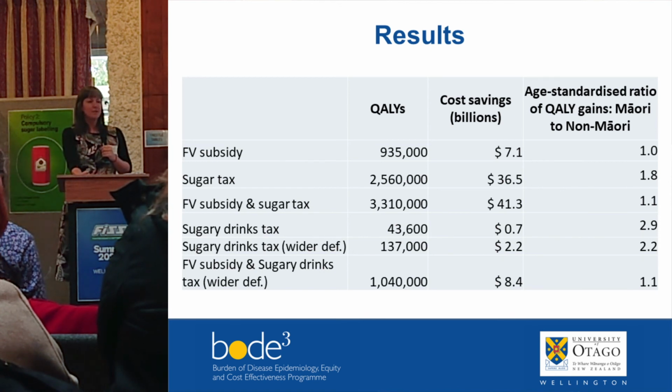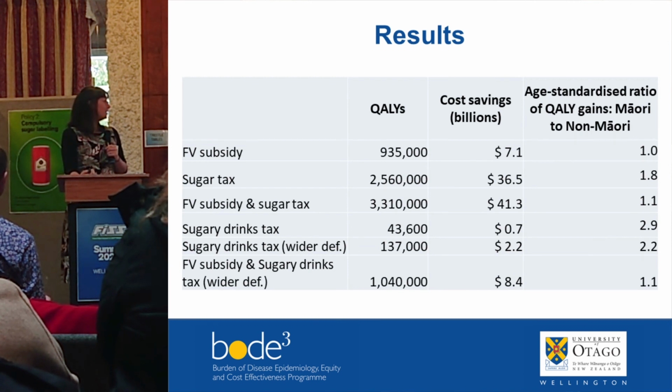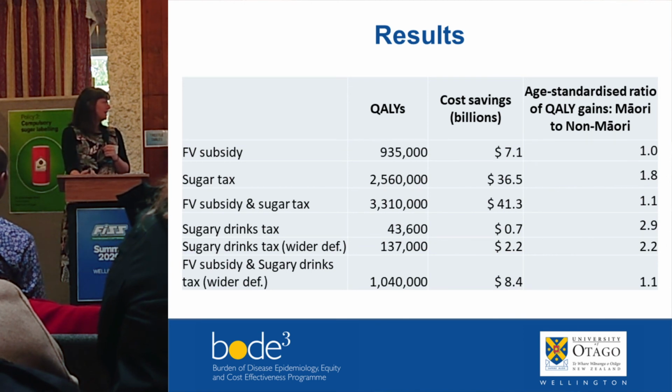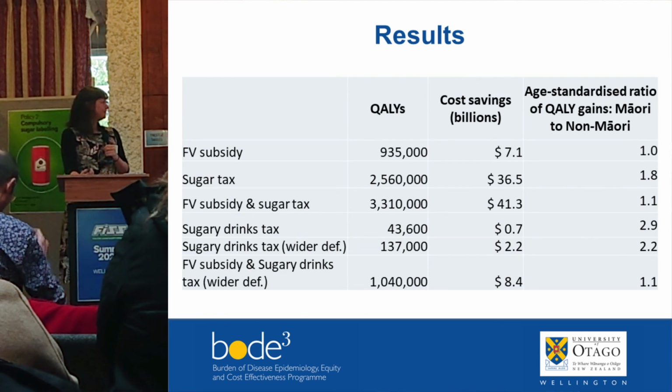If politicians wanted to make it more desirable from the public's perspective, you could combine it with a fruit and vegetable subsidy, which would give larger overall gains. It would probably decrease the cost of the average diet, but it's not as positive for reducing health inequities.